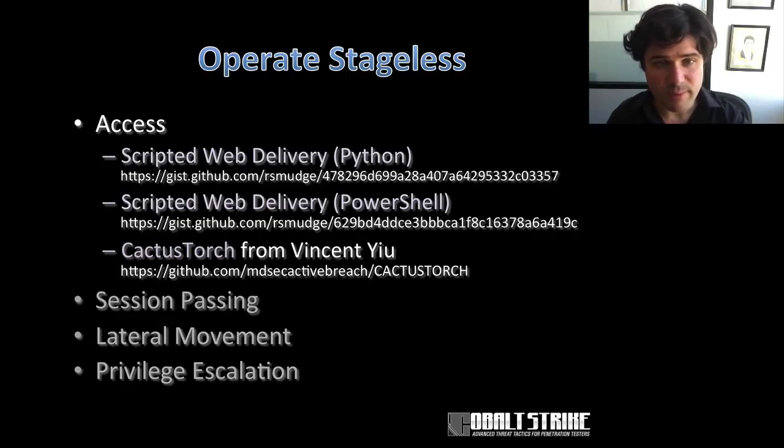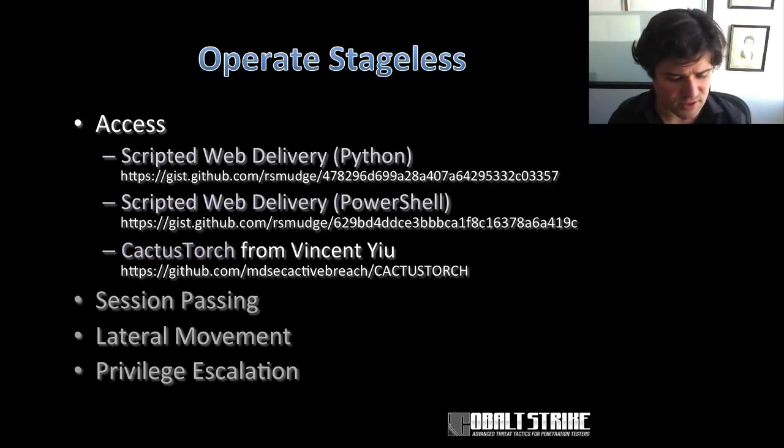I have a scripted web delivery written in Aggressor Script that uses Python, available as a GitHub gist. I have the same thing for PowerShell too. So those are both examples you can work from. Another one that's really cool, though feedback often here is that it's well signatured, so it might not be the best thing in operations, but it is a great example, is Cactus Torch from Vincent Yiu when he was over at MDSec.